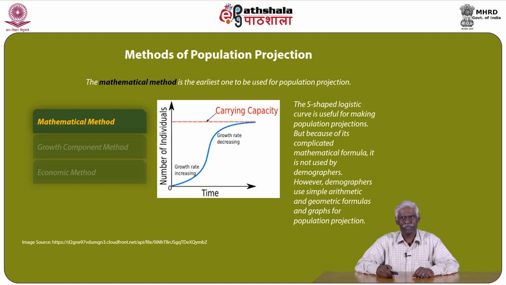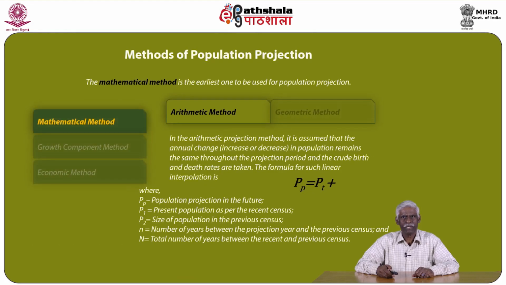However, demographers use simple arithmetic and geometric formulas and graphs for population projections. Let us discuss the arithmetic method. In the arithmetic projection method, it is assumed that the annual change, which can be either an increase or decrease in population, remains the same throughout the projection period, and the crude birth and death rates are also taken into consideration.